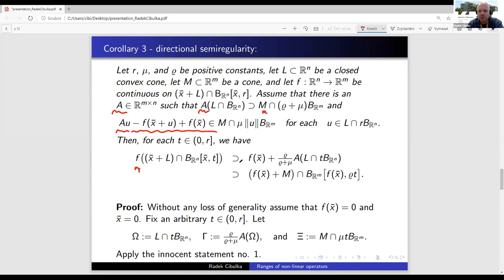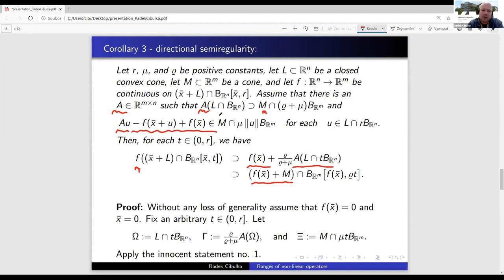contains this set. In particular, this is the image under the linear mapping, and of course you end up with something like this, which again means from which set you can choose the right-hand sides in order to have a solution. If you just want to define the property or call it by some name, then you can call it directional semi-regularity.